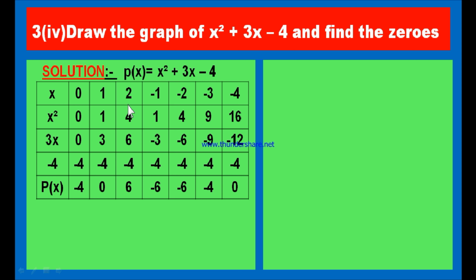Now, if x is equal to 2, x square, 2 square is 4, 3x, 3 into 2 is 6, plus 4 minus 4 is cancelled, and 6 is simplified value. Therefore, this point is (2, 6).